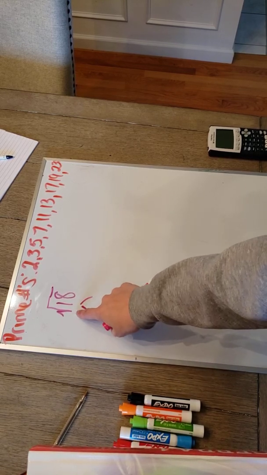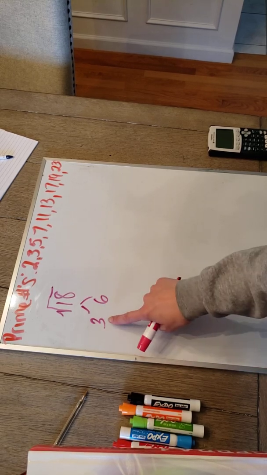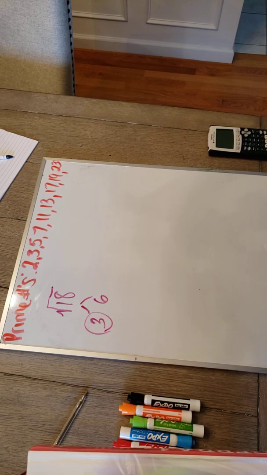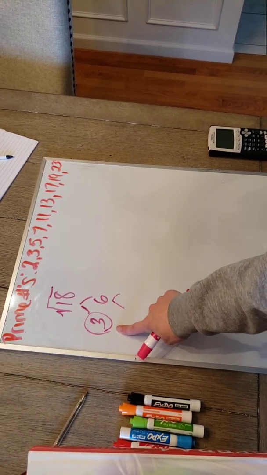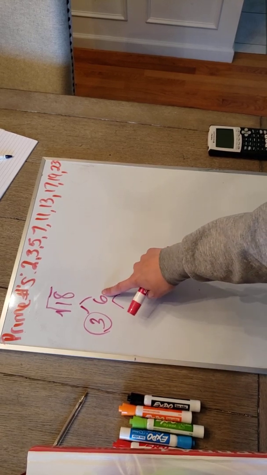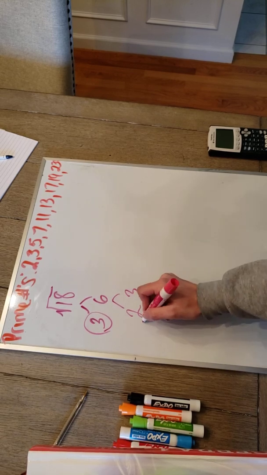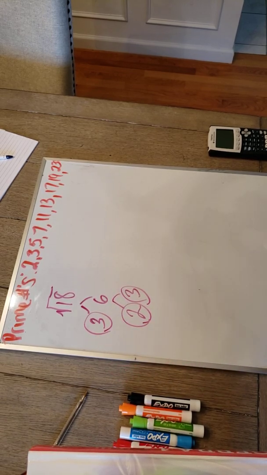What times what is 18? I'm going to use 3 and 6. You say to yourself, are either of these prime? 3 is, so circle it. You're done with this side. Circling just signifies you're done. 6 breaks down to 2 times 3. They're both prime, so circle. If you notice, all your ends now have circles.